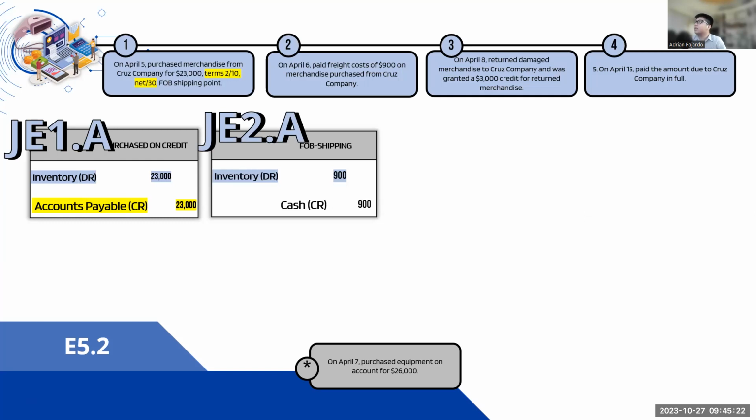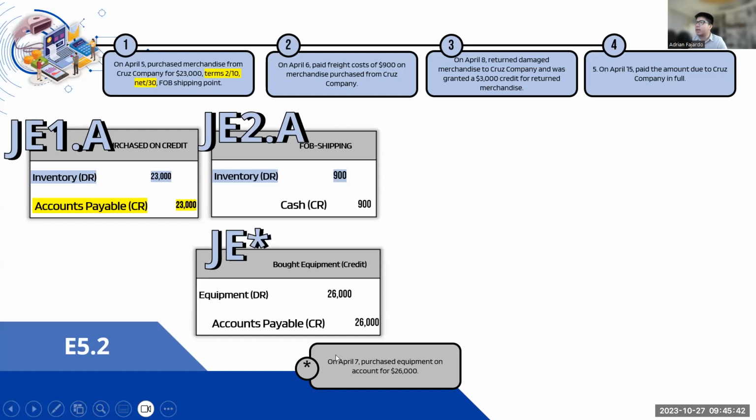On April 7, merong extra that's not related to the inventory. So for me, pag merong mga accounts that's not related to a particular purchase, ihiwalay nyo. So ito, nag-purchase raw siya ng equipment on account for 26,000. So, debit equipment, credit accounts payable. Bakit to nilagay? Nilagay siya para malito kayo on how much you have to pay.